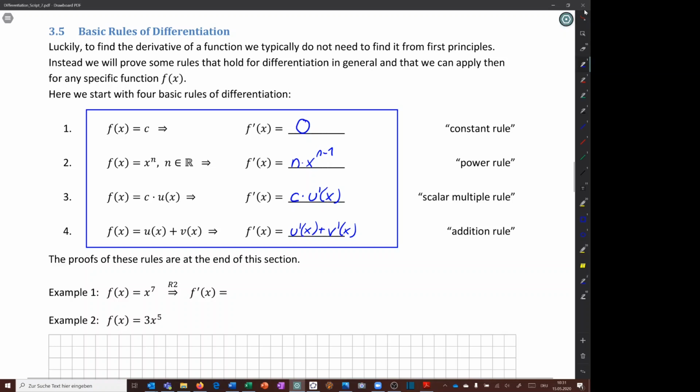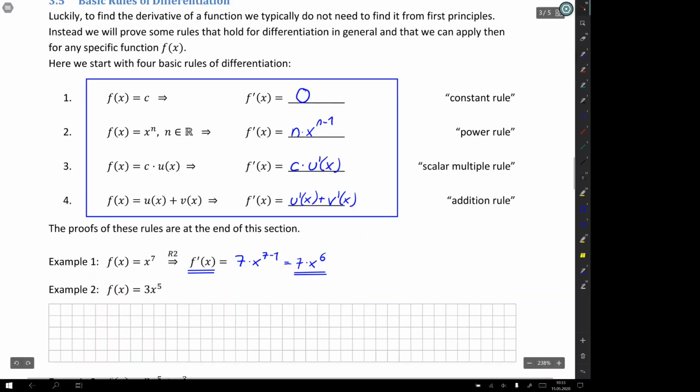So if f of x is x to the power of 7, that's this case here. So I need rule 2, and this means the n is 7, so I get 7 times x to the power of 7 minus 1, so 7 times x to the power of 6.